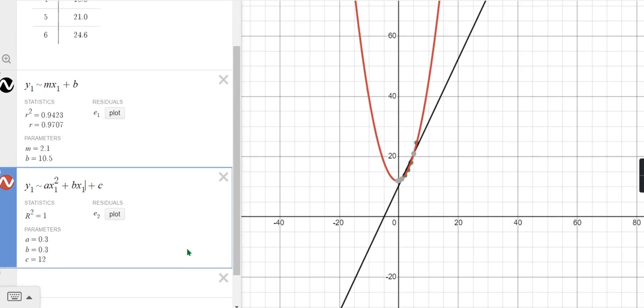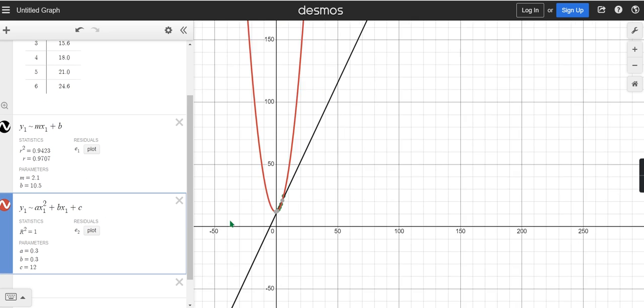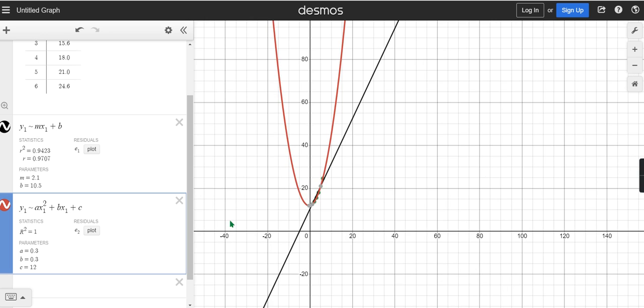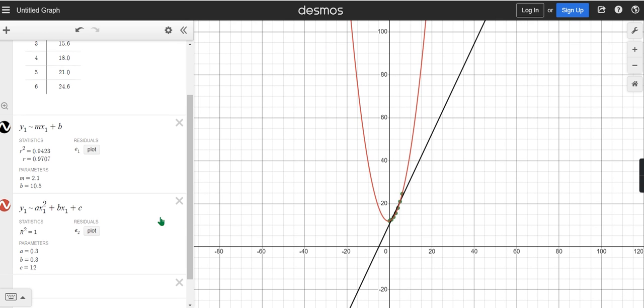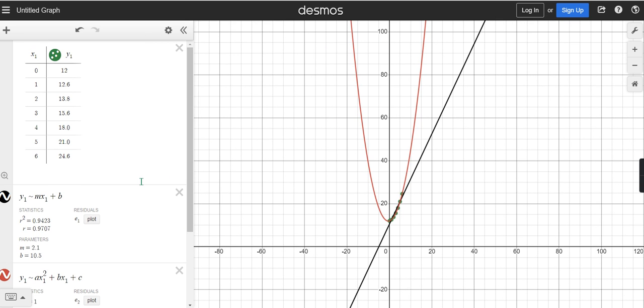Okay, and so the more you play with this, the more you'll get used to the way the equations look, and just how to use Desmos. It's a very, very powerful tool, and we'll be using it a lot in our course.